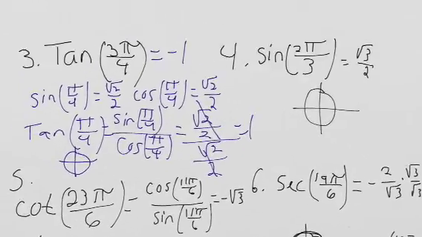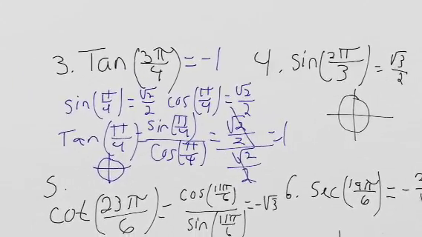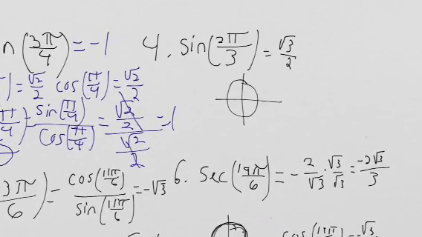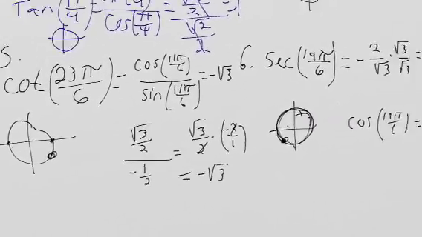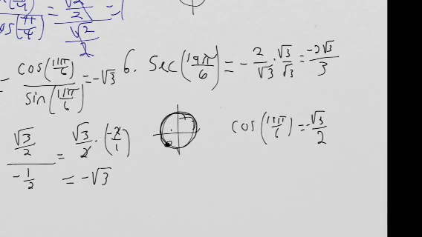Okay, so for 3, we have negative 1. For 4, we have root 3 over 2. For 5, we have negative root 3. And then for 6, we have negative 2 root 3 over 3.